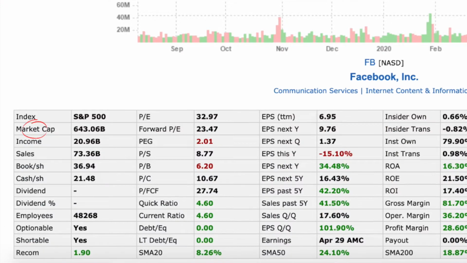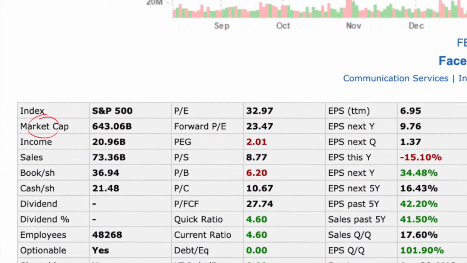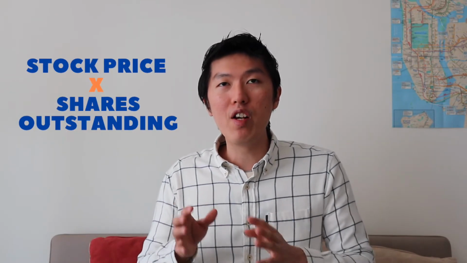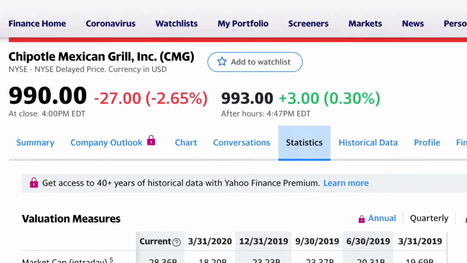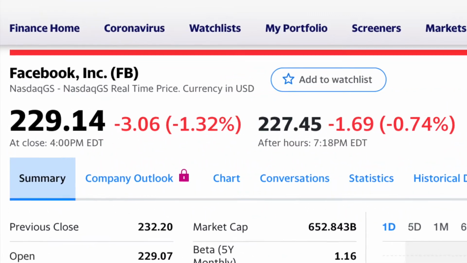The second box is market cap. Market cap is essentially how much the stock is worth. It is calculated by multiplying the current market stock price by the number of shares outstanding. Many investors beginning to invest may have a question like, why is a burrito company like Chipotle worth more than a company like Facebook? And this is because a company like Chipotle has fewer shares outstanding, whereas Facebook has more shares outstanding in the public.